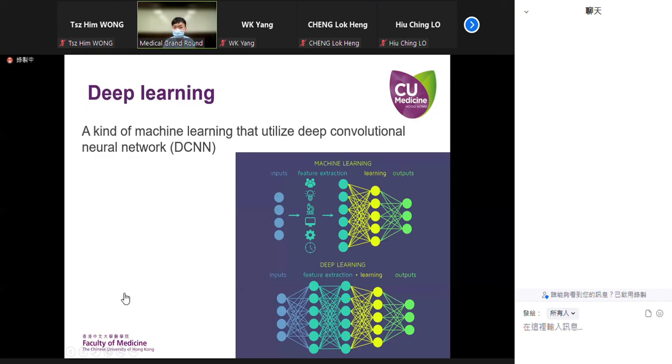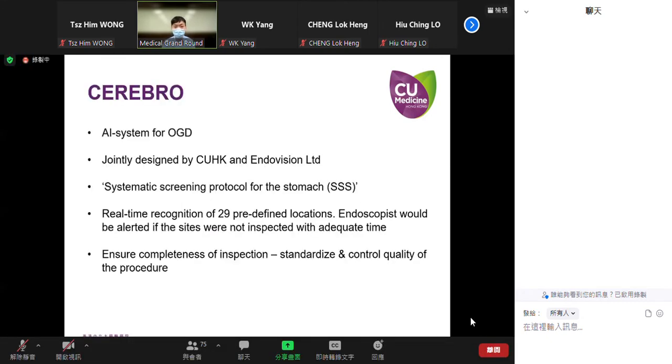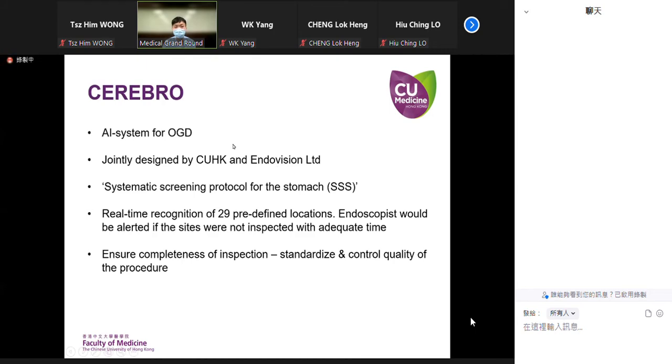So next, I'll introduce to you some examples of AI-assisted endoscopy. First of all, I'd like to introduce a system called Cerebro. Cerebro is an AI system for OGD, and it is jointly designed by SteelHK and the Endovision Limited. We took reference from the systemic screening protocol for the stomach, which was proposed by Professor Kenshi Yao from Japan a few years ago.